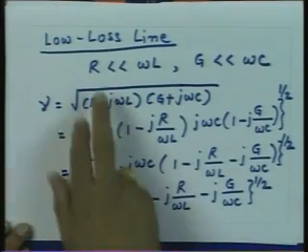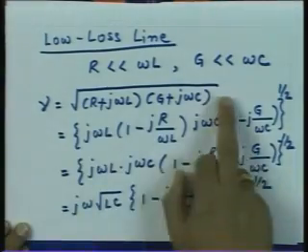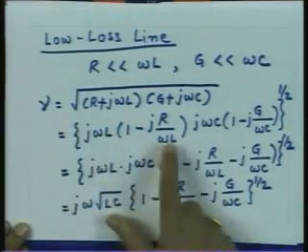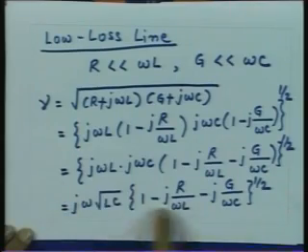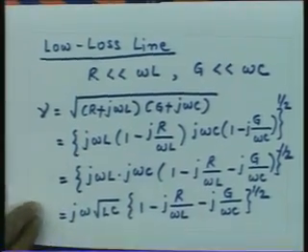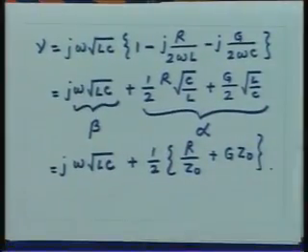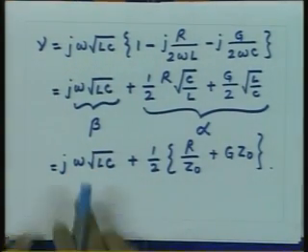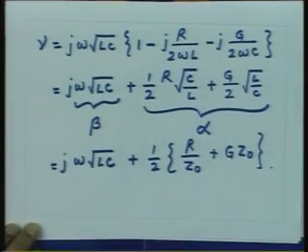Substituting this condition that R is much less than omega L and G is much less than omega C, we calculated the propagation constant, which can be separated into real and imaginary parts, and then we got the value of alpha and beta in the approximate form. So, this quantity here is equal to beta and this quantity was represented as alpha.